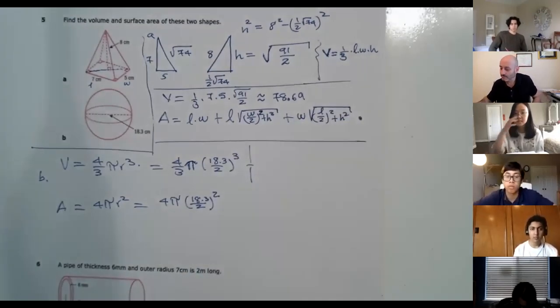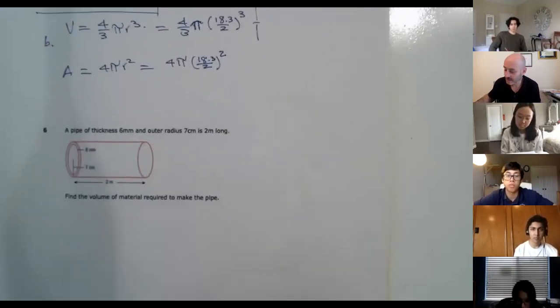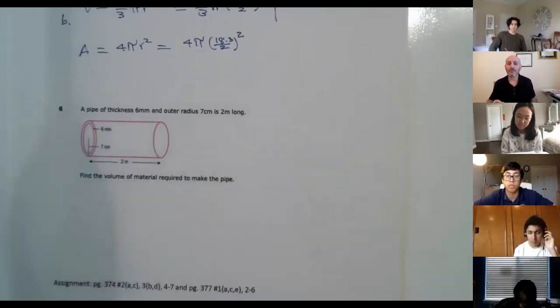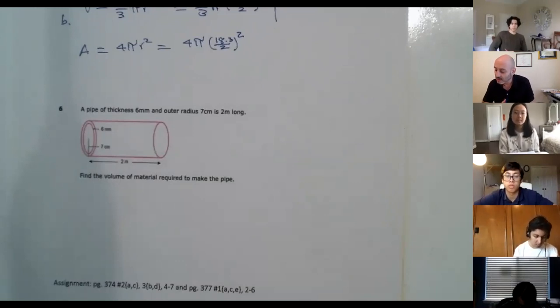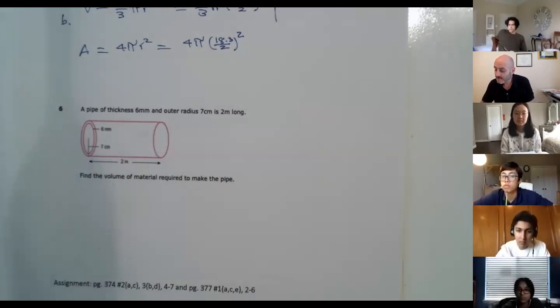All right, so let's move forward. We have 2 more minutes, at least let's think about this. At least let's develop a strategy. It says a pipe of thickness 6 millimeters and an outer radius of 7 centimeters is 2 meters long. Find the volume of the material required to make the pipe.